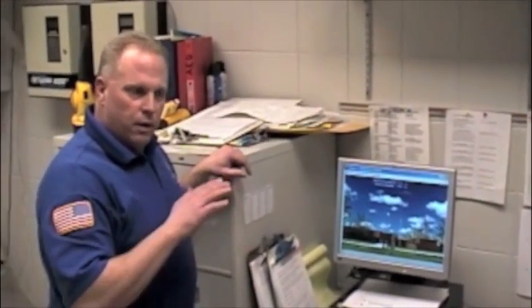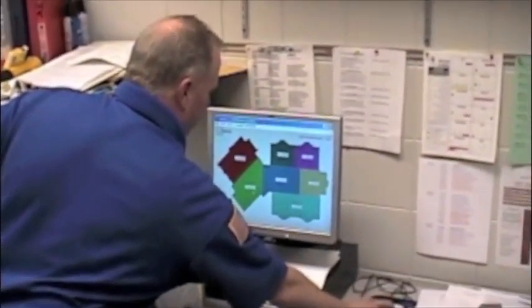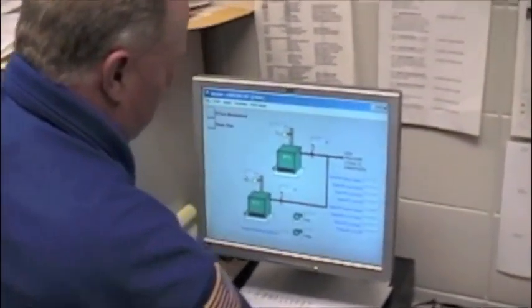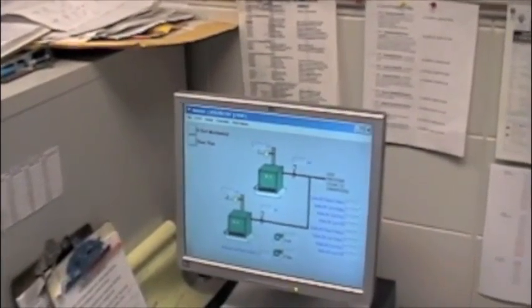Well, here in my office, we do pretty much manage the whole building from here. We can look up our energy management. We can control the heating and ventilation and all of the room temperatures from this room and this computer. I can click on here, and this shows my boilers and if they're operating properly.